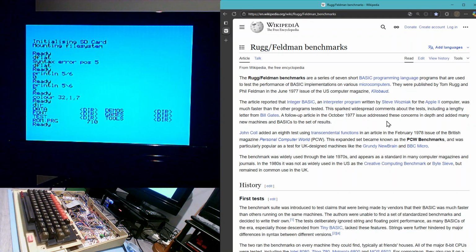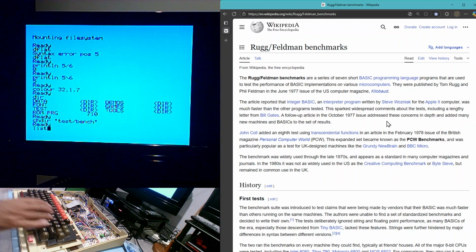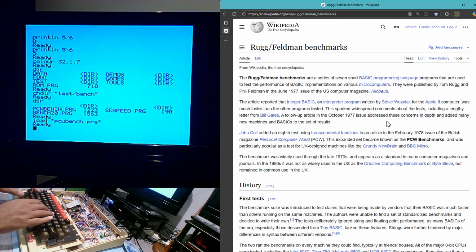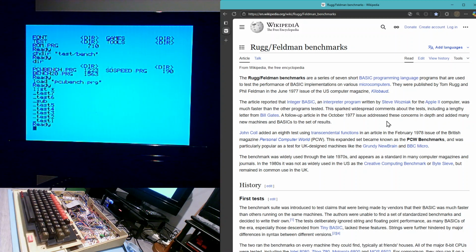So on my storage here, I've got a folder called test bench, and I want to first load the PCW bench here. So I'll load that, PCW bench.prg, and then I'll show you the procedures that are in here, and I'll go through them.